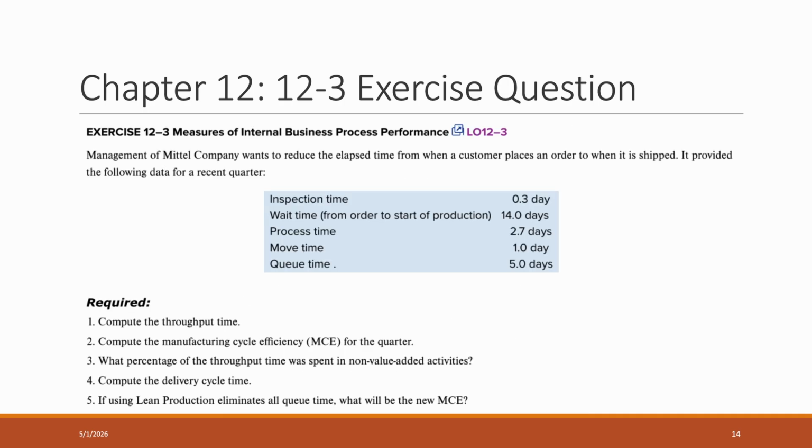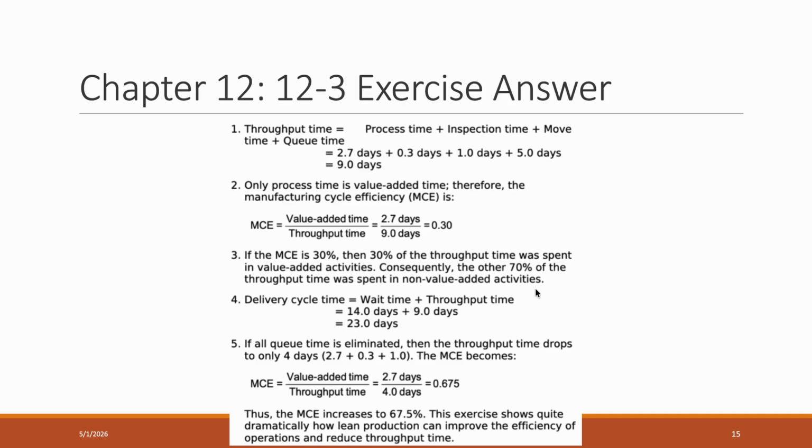Now moving on to question 3, what percentage of the throughput time was spent in non-value added activities? Well, I kind of just said that. If the MCE is 30%, then 30% of the throughput time was spent in value-added activities. Consequently, that means that 70% of the throughput time was spent in non-value-added activities. So it's just the remaining percent. 1 minus 30% is going to give you 70% in non-value-added.